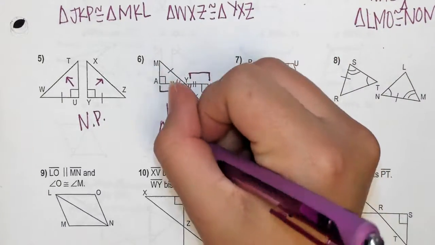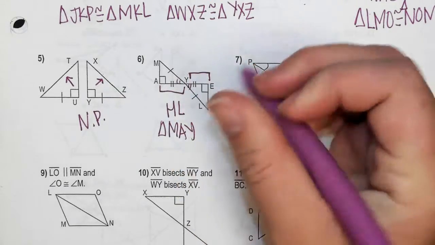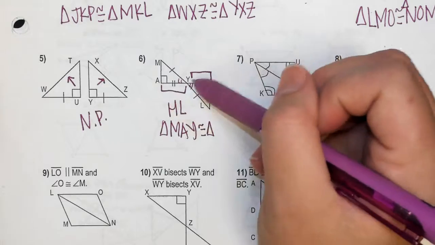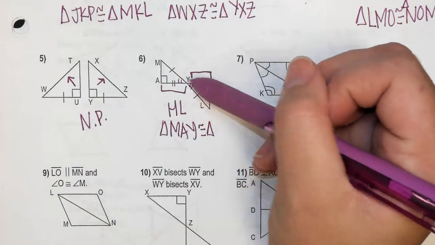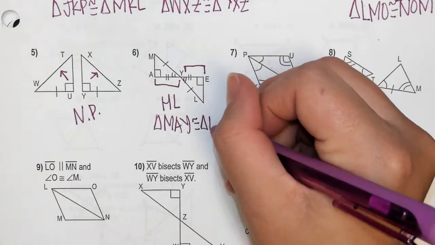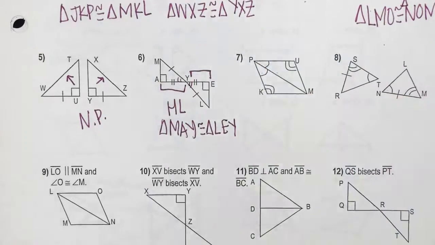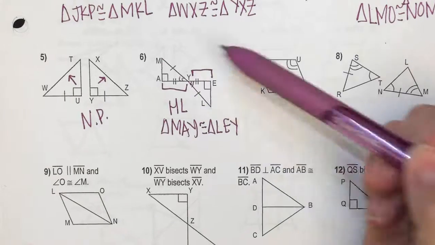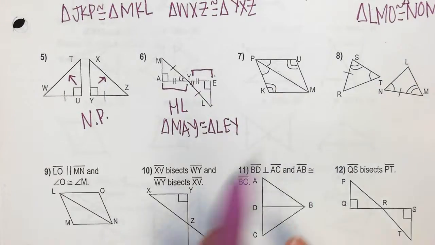M-A-Y? Yeah. May. I like spelling words out of triangles. It's so fun. May. So if we use MAY, then I have to use LEY. Oh, that's cool. Right? M-A middle, L-E middle.